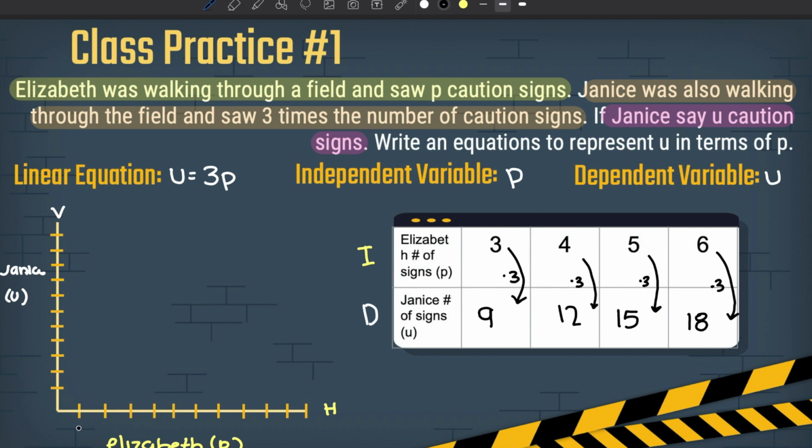And then we're just going to label straight across 1, 2, 3, 4, 5, 6, 7, 8. And then we're going to label up by 3. So 3, 6, 9, 12, 15, 18, 21, 24, 27, 30, 33. And now we're just going to plot our points. So the first point we're going to plot is 3, 9. So we're going to go over to 3, go up to 9, and plot our first dot point. And then we're going to go to 4, go up to 12, and plot our second dot point. And then go to 5, go up to 15, plot our third dot point. And go to 6, go up to 18, and plot our last dot point.